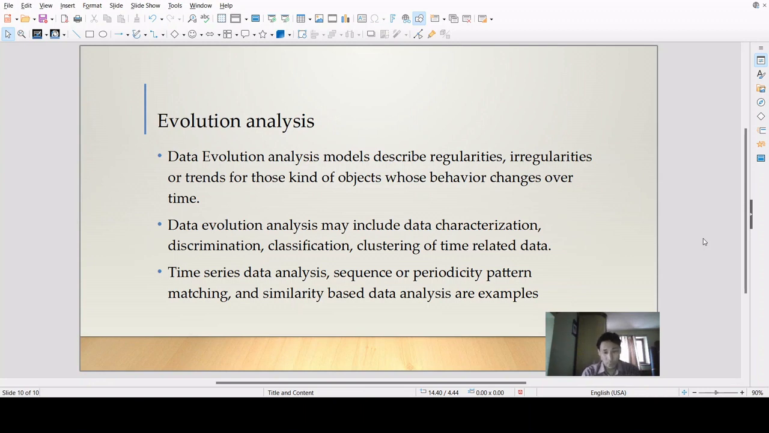to know why there are big spikes, or why there is a big volume of sales at a particular moment of time, why there is a decline in sales, what may be the reasons. Is there some environmental factor? Are there some other factors involved in the sales decrease or increase? That kind of analysis is done using evolution analysis.